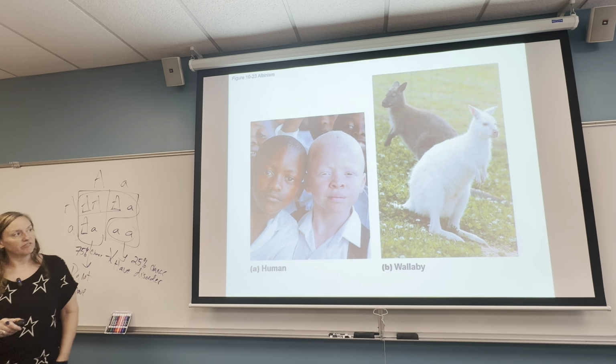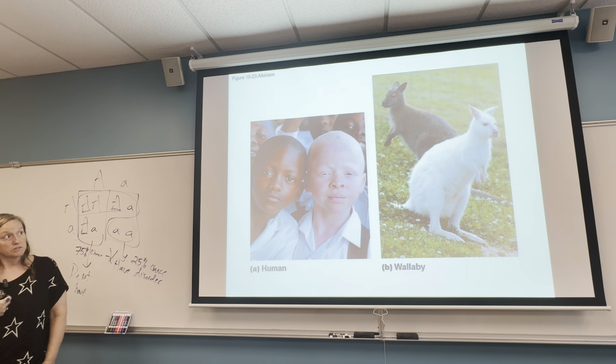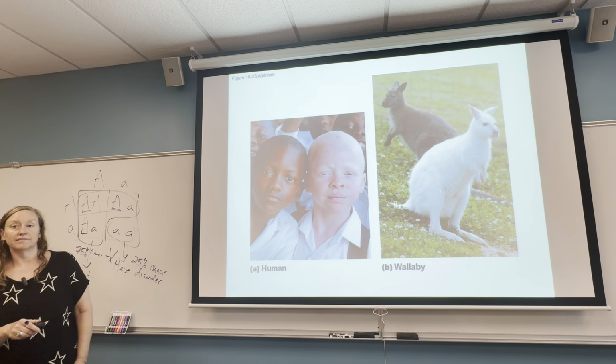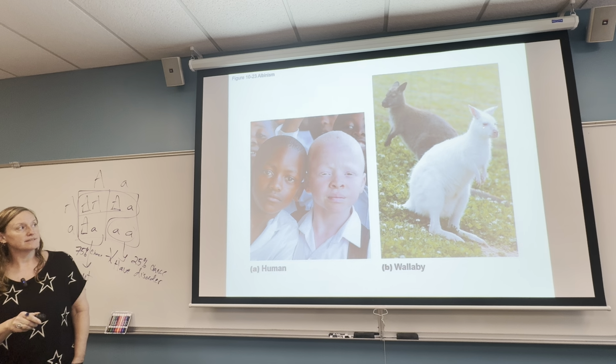And a lot of mammals, like we are mammals, or other mammals show albinism. So you can see here's probably a wallaby. Oh yeah, it's a wallaby. A wallaby that has white fur and then pink eyes.